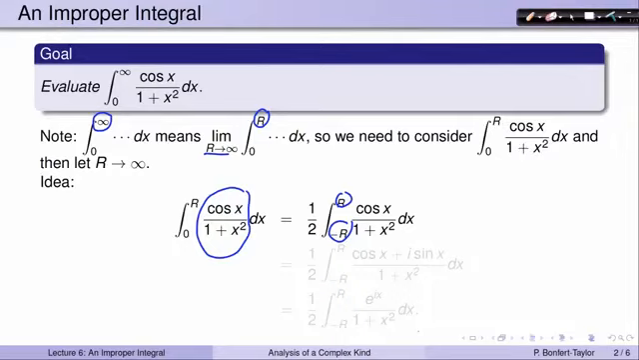Here's the next idea. I can add an extra term in the numerator. The extra term I just added is i times sine x, and the claim is that didn't change anything. Why is that? Let's look at the function sine x divided by 1 plus x squared. That function is an odd function.